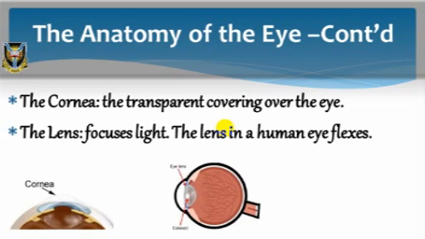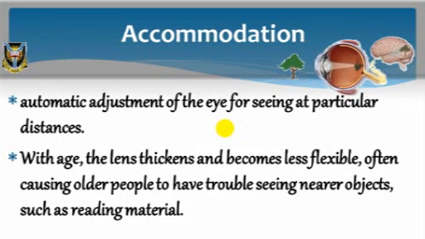Accommodation. Accommodation is the automatic adjustment of the eye for seeing at particular distances. This occurs when muscles change the shape of the lens so that it focuses light on the retina from near or far away objects. The world appears sharp and clear because we are constantly moving our eyes, and what we choose to look at can quickly be brought into focus.